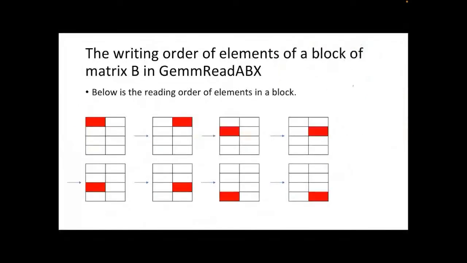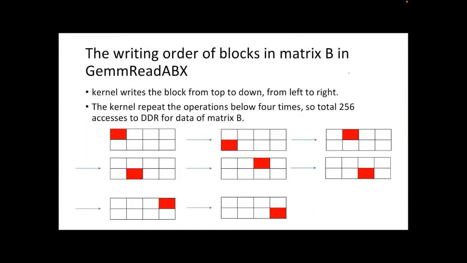And this is the order of matrix B, and it reads from left to right and from top to down. And this is the order of block. The previous one is the naive one, and this one is the block order, which goes from top to down and then left to right.